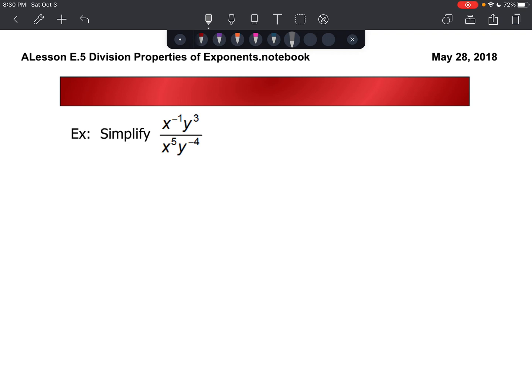Now is when we have to have a better plan. X to the negative 1, y cubed, over x to the 5th, y to the negative 4 in the denominator. Our first step is to make the exponents positive. So that's the first thing I do. It reinforces moving those bases from the numerator to the denominator and vice versa. And it keeps us thinking that our exponents really need to be positive.